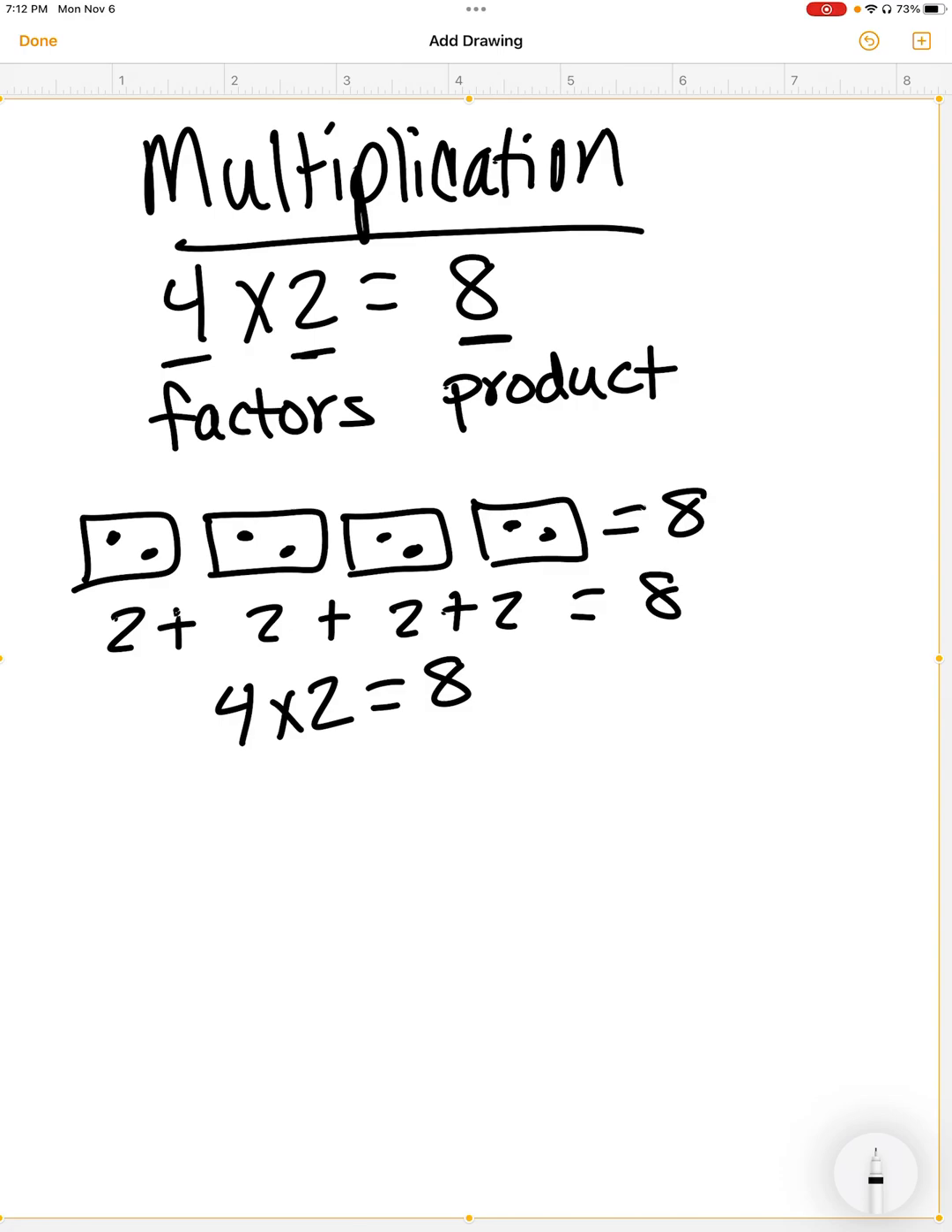From there, we can create an array. That is the next thing that we learned. Arrays are when we take a certain number of objects, we put them into rows with equal amounts in each row. So for this array, we would have 4 rows. I would come down 4, and I would have 2 objects in each row. So there's a total of 2 objects in each row. I could count from there how many total objects I have, which is 8. 1, 2, 3, 4 rows with 2 objects in each row.